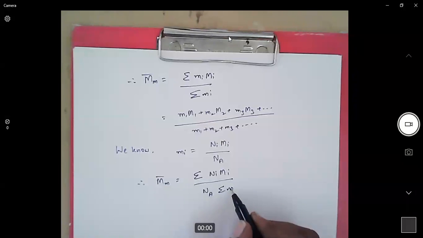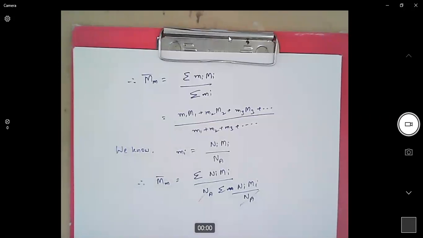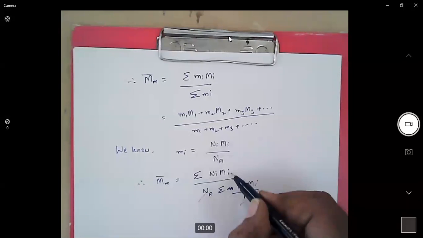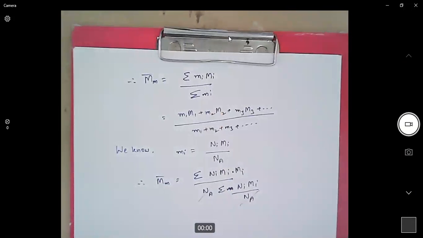Sigma mi Mi means sigma Ni Mi by N_A. Here we can cancel out N_A. It is a total number. This is also total number. It is a constant, right? Total number of monomer units. It is a constant. And here we also have Mi in place of mi. We have one more Mi. Therefore, this can be simplified as sigma Ni Mi square by sigma Ni Mi.